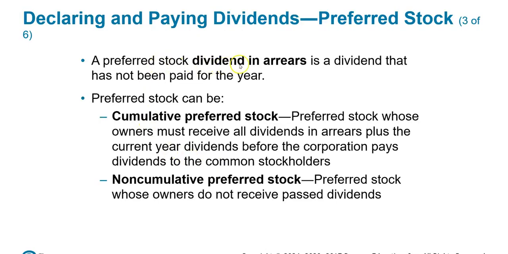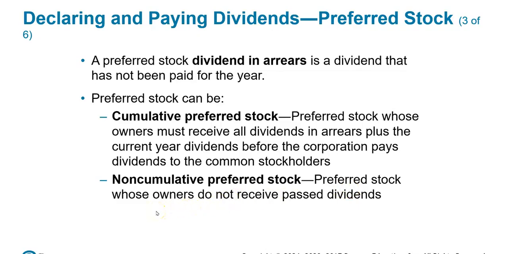Preferred stock dividend in arrears is a dividend that has not been paid for the year. Preferred stock can be cumulative, meaning its owners must receive all dividends in arrears plus the current year dividend before the corporation pays dividends to common stock. Non-cumulative preferred stock owners do not receive past dividends.